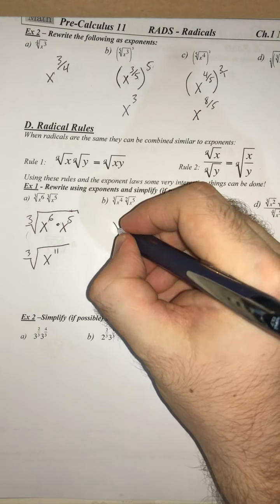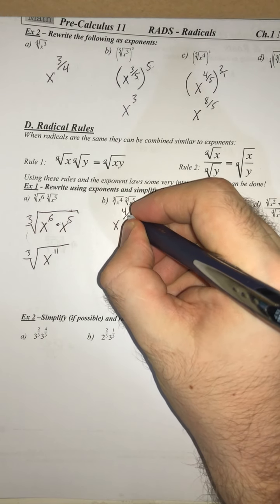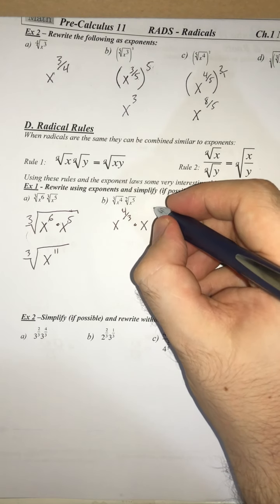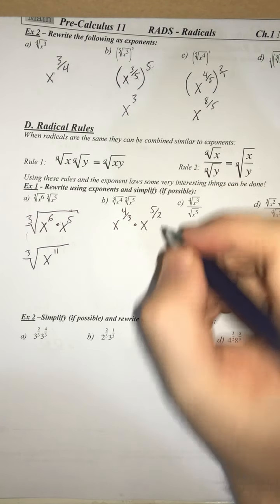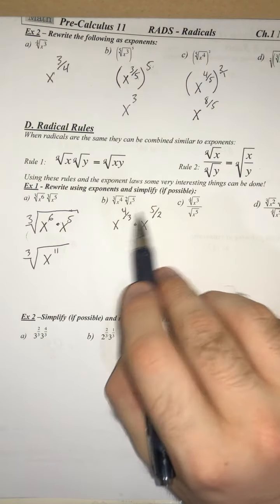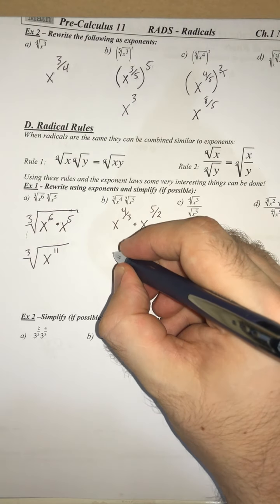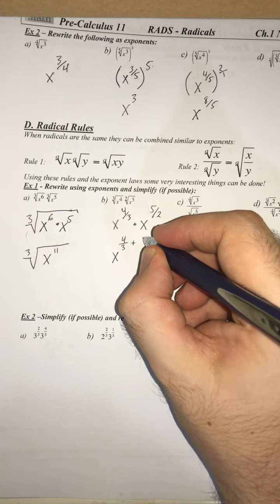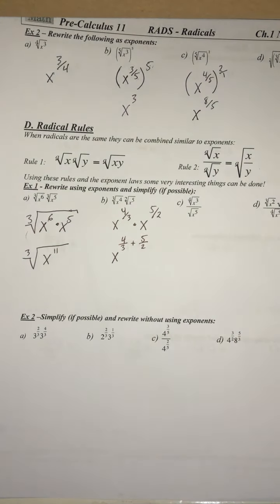So the first one here is x to the power of 4 over 3 times x to the power of 5 over 2. Well, that doesn't look so much fun. Remember what our rule for multiplying exponentials is. I simply need to add the powers. So all I need to do is x to the power of 4 over 3 plus 5 over 2.